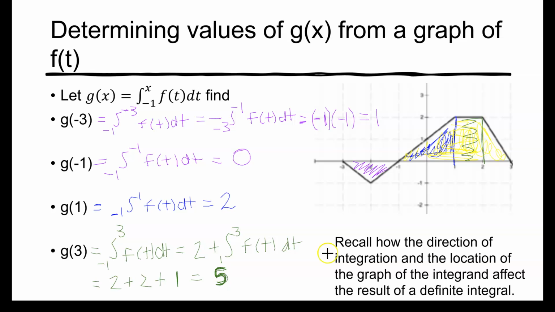So just down here, I have some important recalls. You want to recall how the direction of integration is important. We saw that in that first example of g of -3. And then the second part is that the starting location of the integral matters. So this one started at -1 and not 0. So you need to also take that into account.